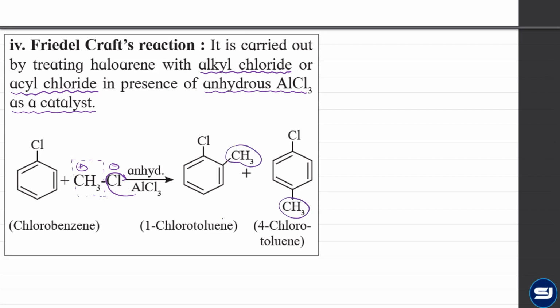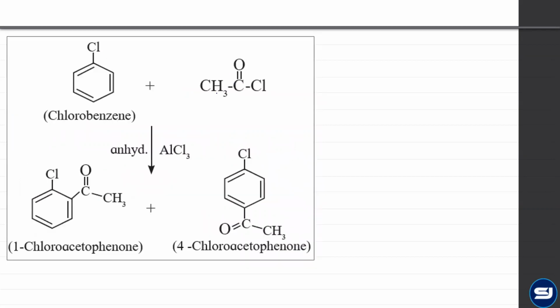position, giving you 1-chlorotoluene and 4-chlorotoluene, with ortho always being the minor and para being the major product. Toluene derivative मिलेगा. And acylation में we use acyl chloride that is CH3COCl. इसका नाम है acetyl chloride. Acetyl chloride. In the presence of anhydrous AlCl3, once again it breaks down into Cl minus and CH3CO plus.